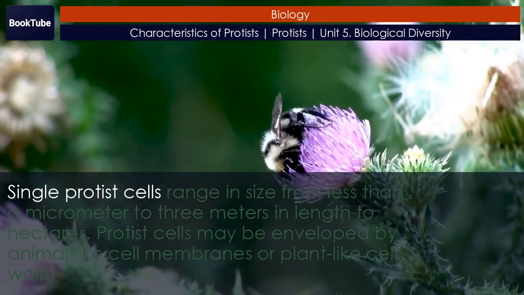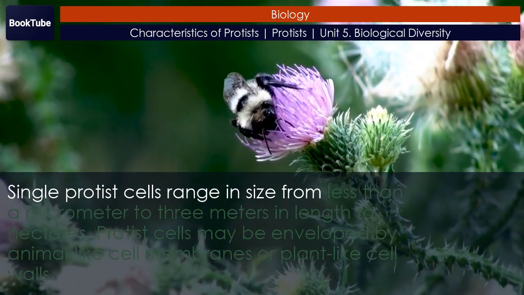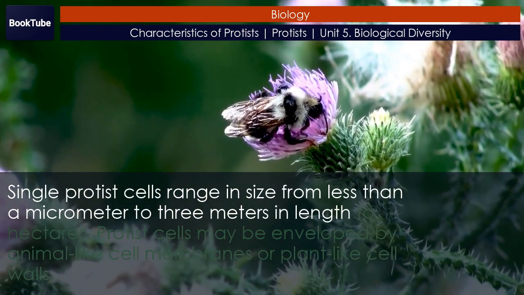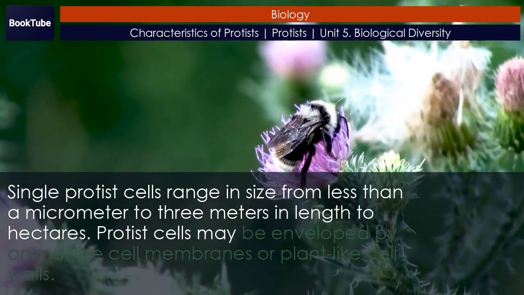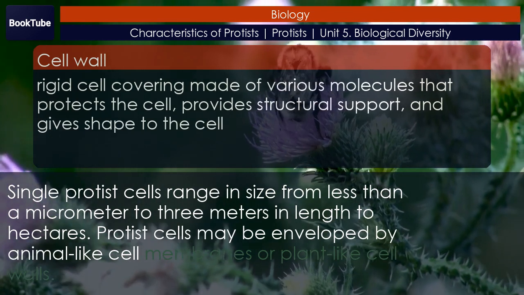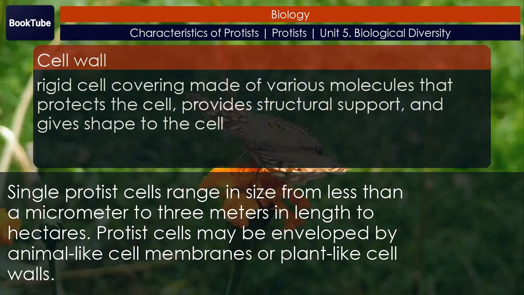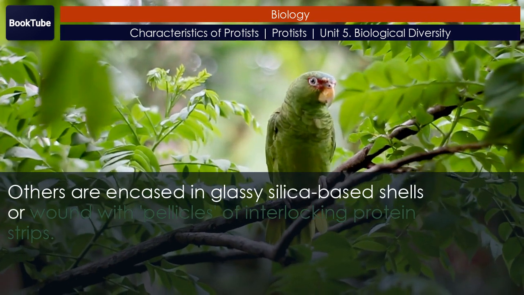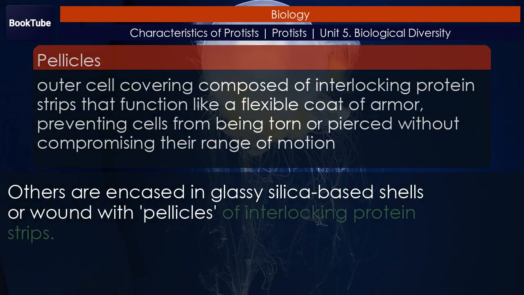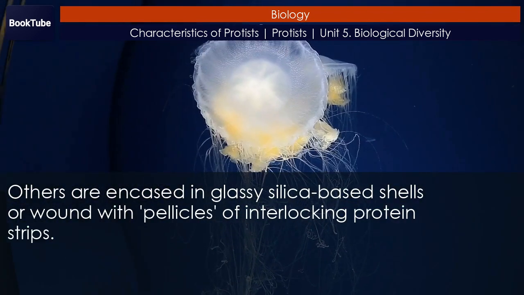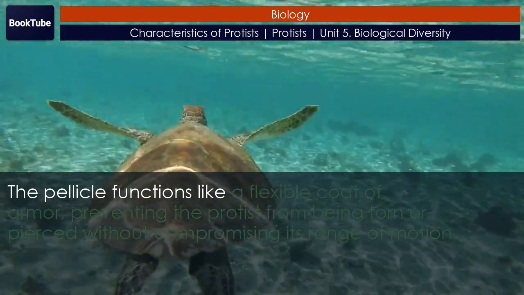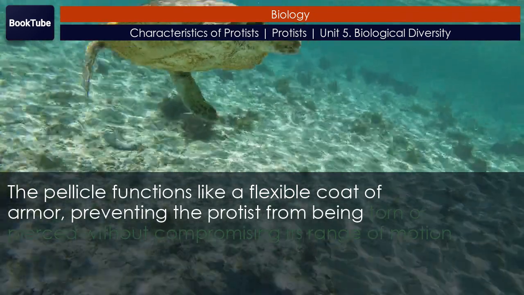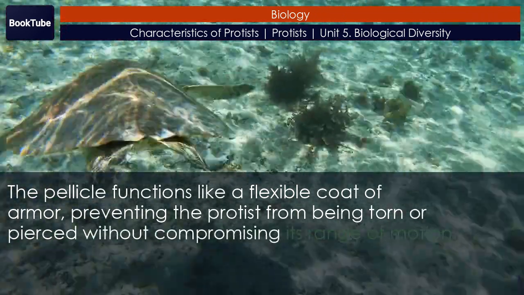In some species, the nuclei are different sizes and have distinct roles in protist cell function. Single protist cells range in size from less than a micrometer to 3 meters in length to hectares. Protist cells may be enveloped by animal-like cell membranes or plant-like cell walls. Others are encased in glassy silica-based shells or wound with pellicles of interlocking protein strips. The pellicle functions like a flexible coat of armor, preventing the protist from being torn or pierced without compromising its range of motion.